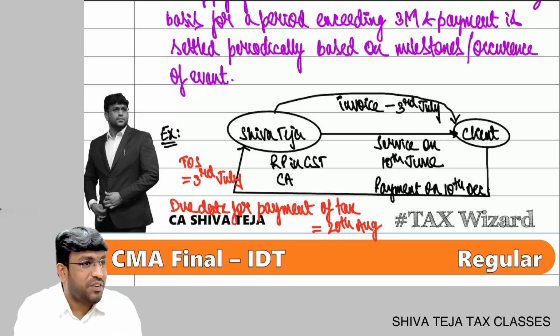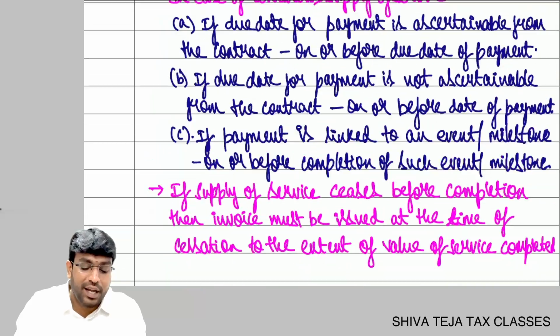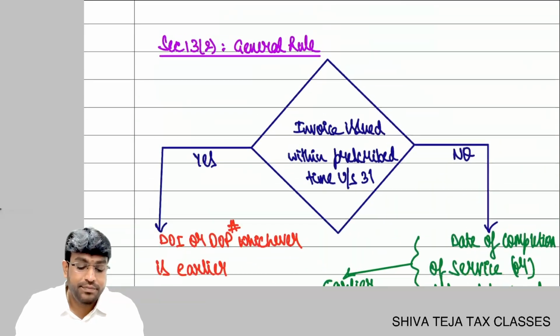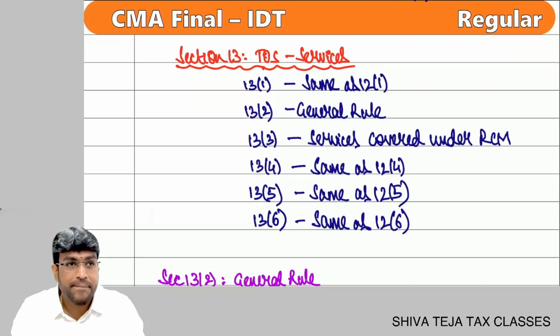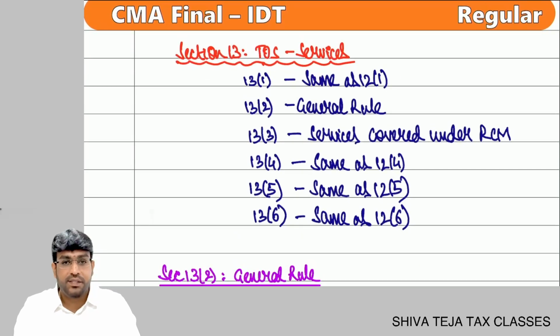Anyways, are we clear with this concept, everyone? Yes, so please tell, sir. Yes, sir. That's the end of story for section 13.2, which talks about general rule. Did you finish writing this? Okay, come on. Let's complete this. 13.3 we'll talk later. But first take this. So if you observe carefully, 13.2 and 3 only are new things. 1, 4, 5, 6 are same like 12.1, 4, 5, 6.